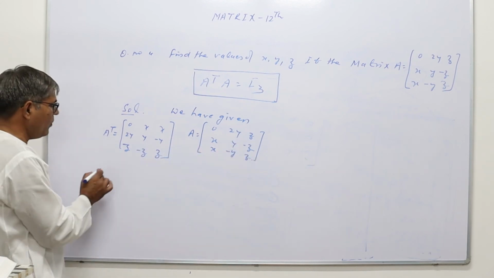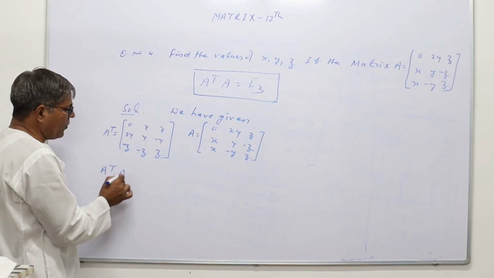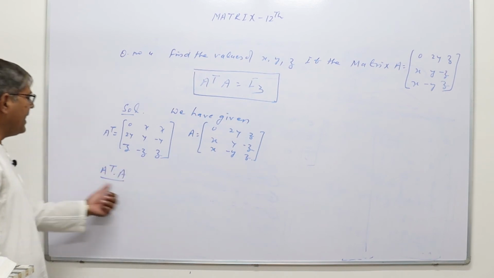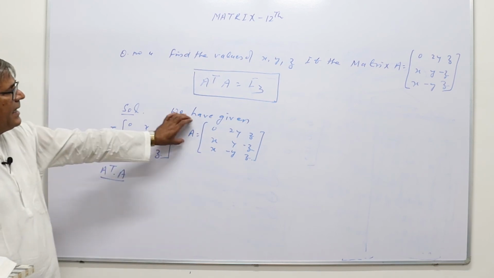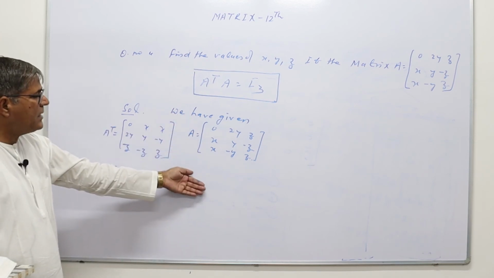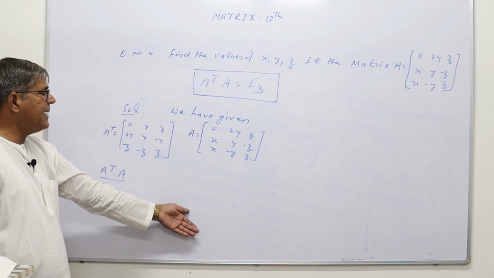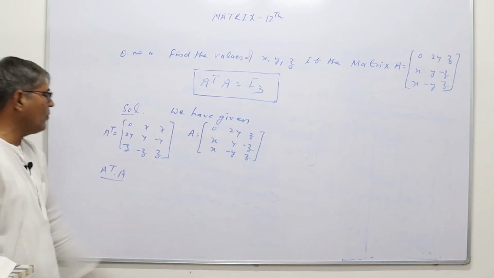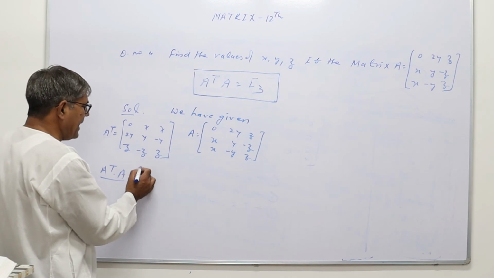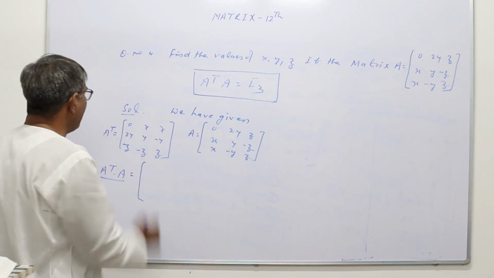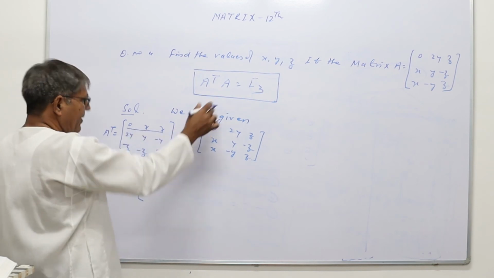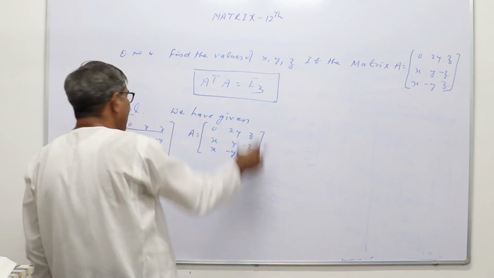Now what do we have to do? We have to find A transpose into A. So first, write the given matrix, then find the transpose, and in the third step write A transpose into A. That is, we have to multiply A transpose with A. So how will we multiply? The first row will be multiplied with the first column, then the second column, and then the third column.